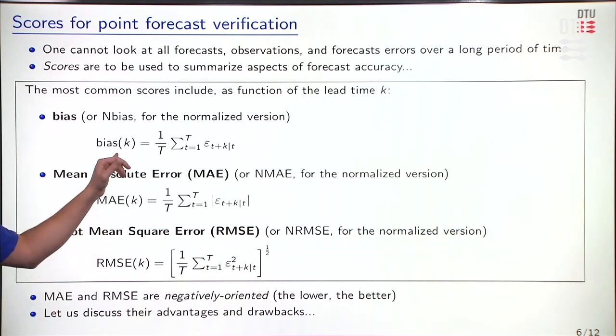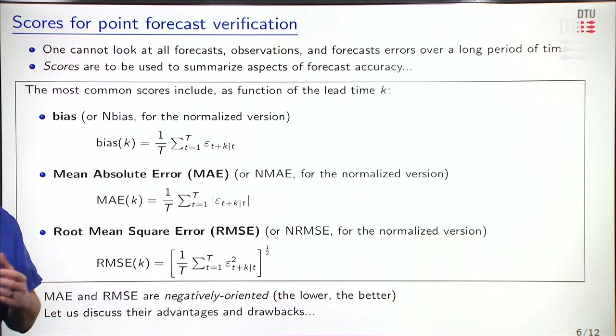So a bias of 0 is a necessary condition so that you can say later on that your forecasts were good, but it's not a sufficient condition to say that your forecasts were good. So this is why we look at some other scores that can give another dimension to the forecast accuracy assessment.